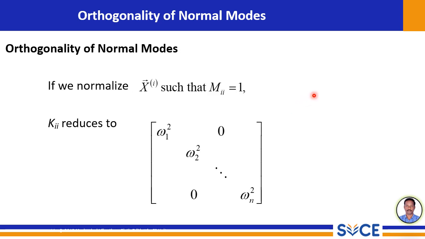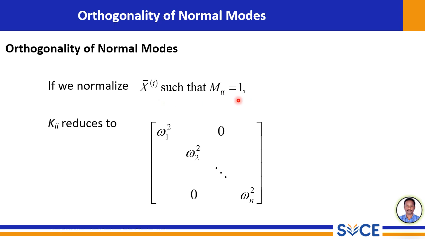In our discussion of the orthogonality of normal modes, which touched upon the relationship between mode shapes, mass and stiffness matrices, now let's explore what happens when we normalize these mode shapes. Normalization is a process where we scale the mode shape vectors in a specific way. One common method is to normalize with respect to the mass matrix, such that the generalized mass for each mode becomes unity.